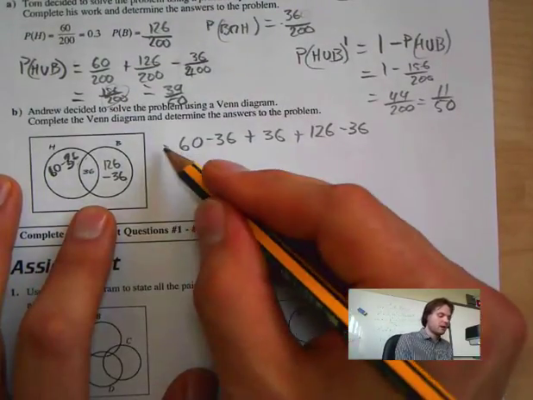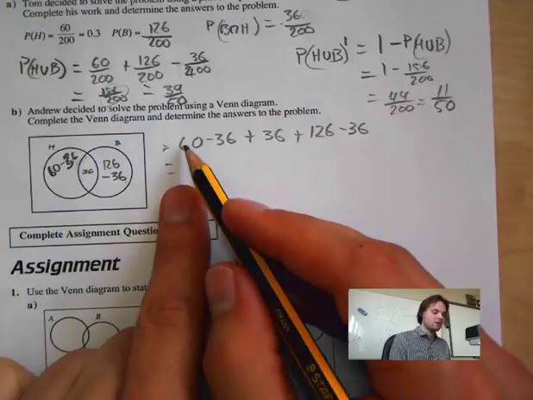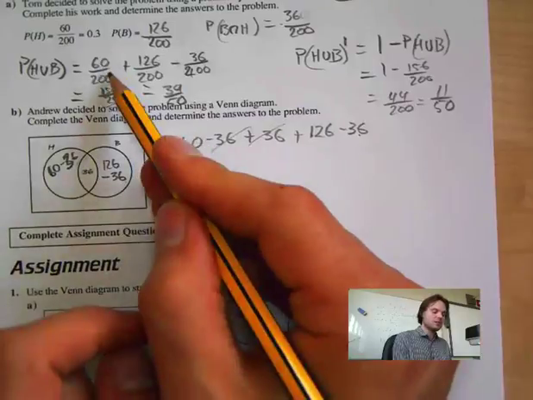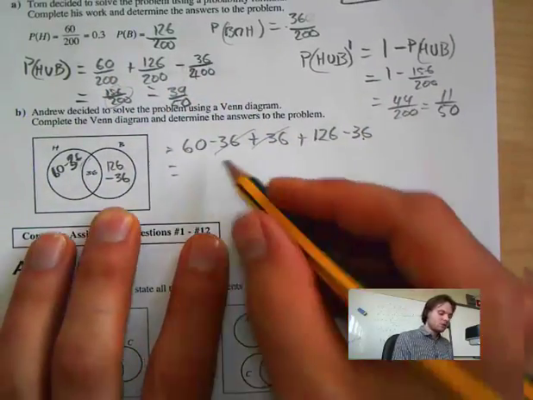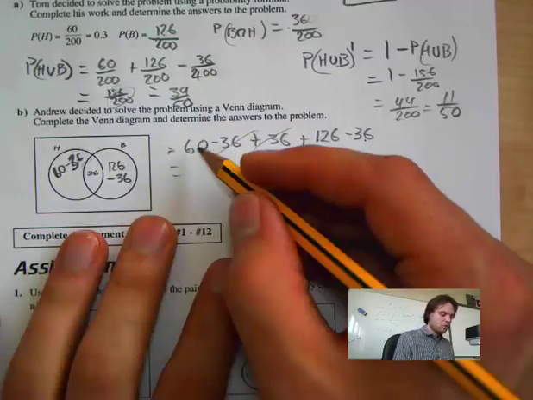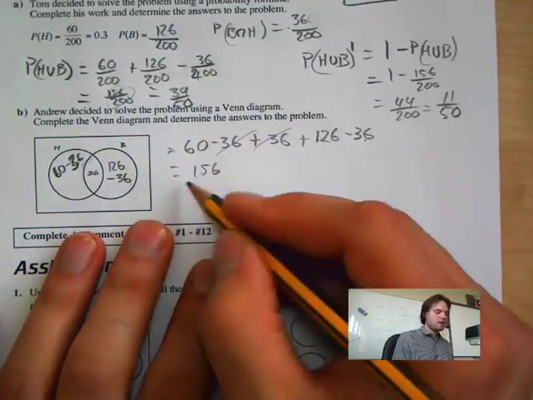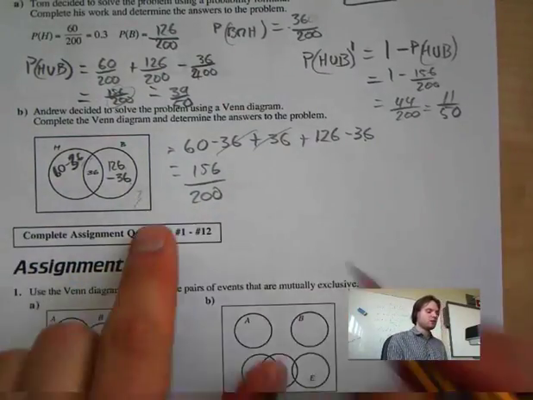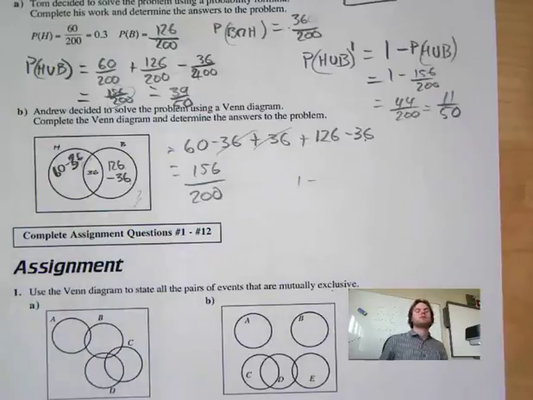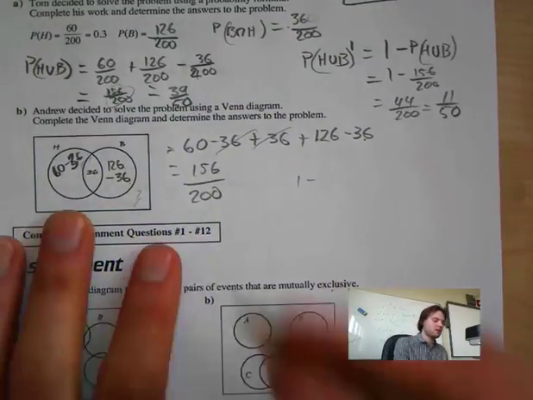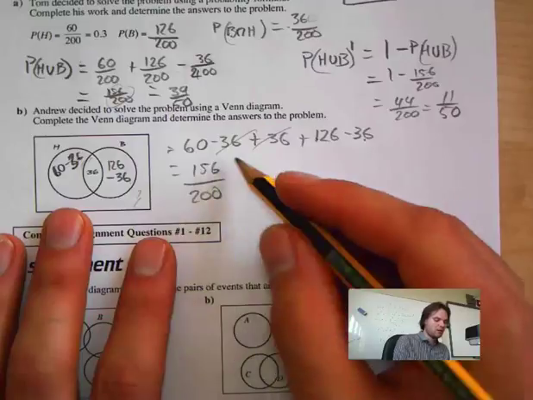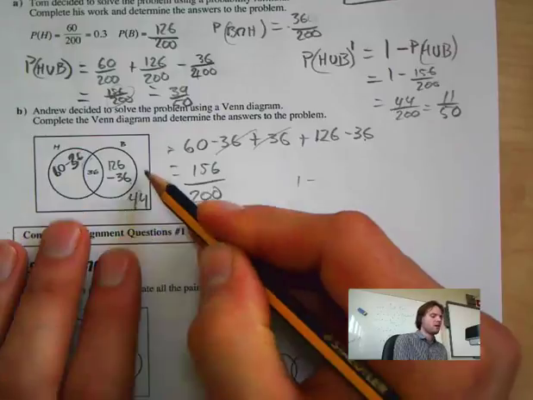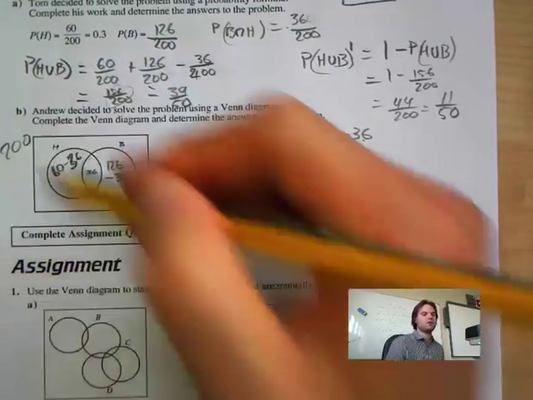Okay? Now when we get that, notice how these cancel off? So it's pretty much 60 plus 126 minus 36, which is the same thing as what we did there. And that's going to give me a total of 156. And then it's out of a total of 200, so it's 156 out of 200. And then for the second one, he wanted everything else, so you just go 1 minus that, okay? So if I have 156, there is a total of 44 on the outside, because there's 200 altogether.